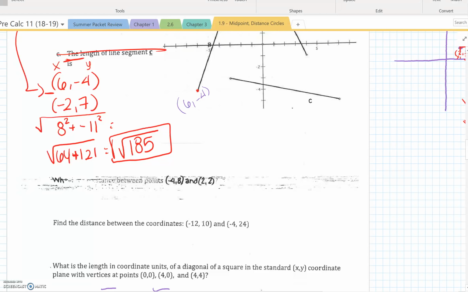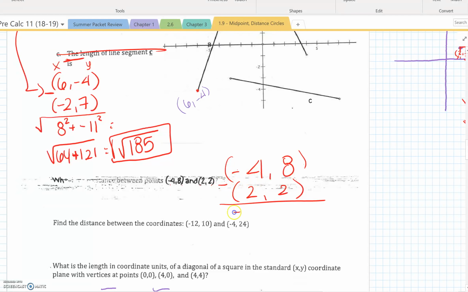I'm going to go ahead and scroll down here. Find the distance between these 2 points, (-4, 8) and (2, 2). I think that's -4. Okay, I'm finding the distance, so I need to first find the difference.